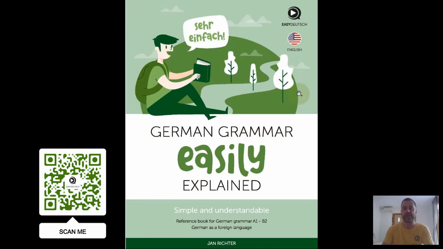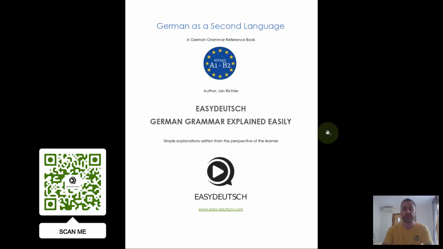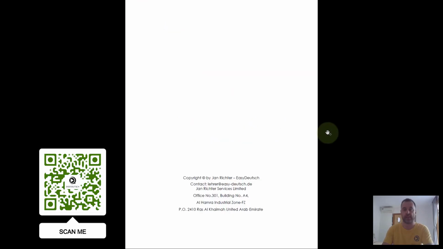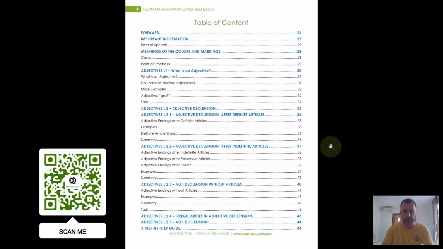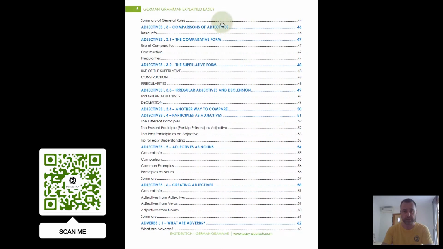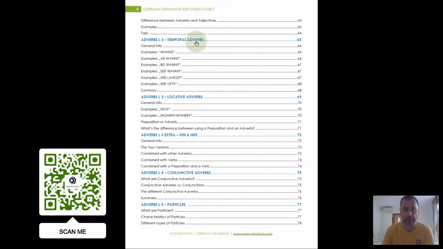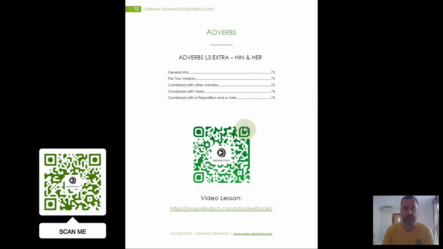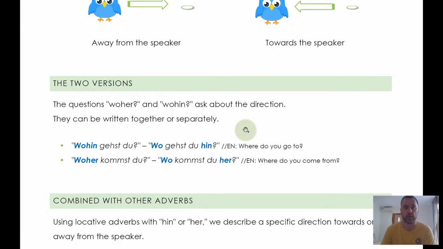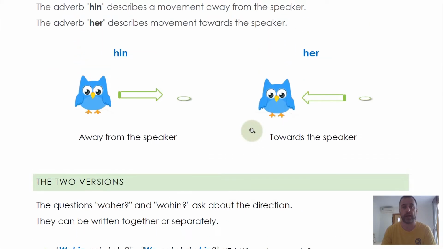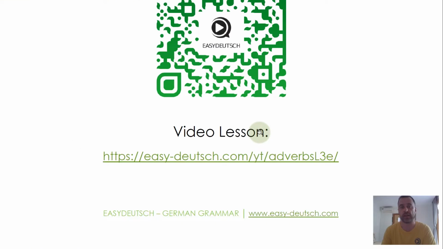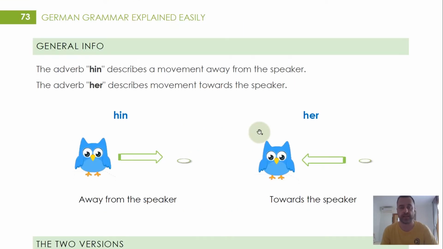So we're here now in my ebook, German Grammar Explained Easily. Today's topic is the locative adverbs hin and her. They are quite special, so let's jump on to the next page. So, hin and her. Hin and her are special. You cannot directly translate that. In English, you have to understand the concept behind them.